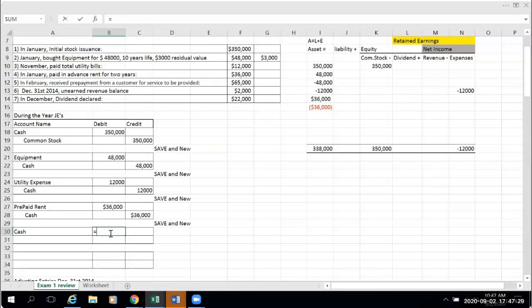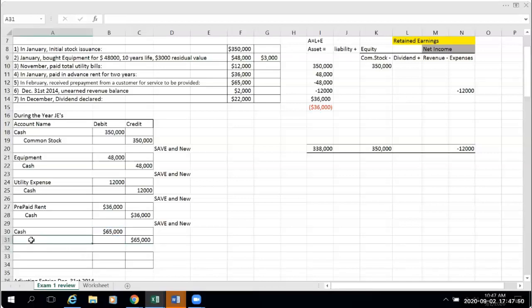So equals to $65,000 debit in my pocket. Make sense? Close to me. Very easy. The other one needs to be same amount. So equals to that box, enter.